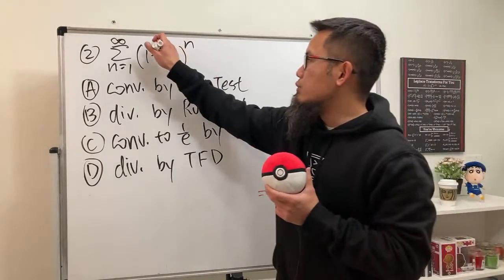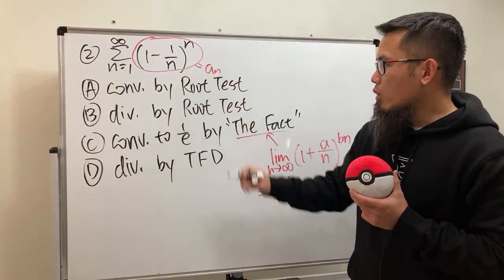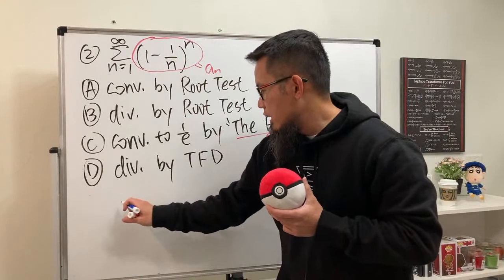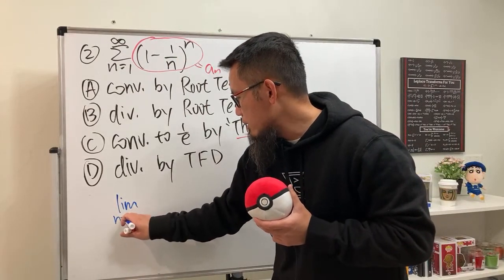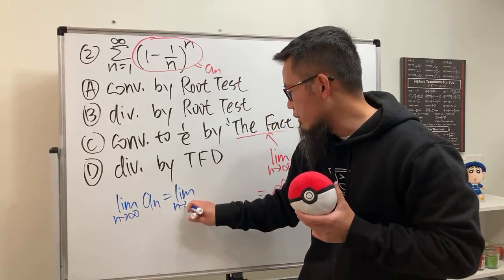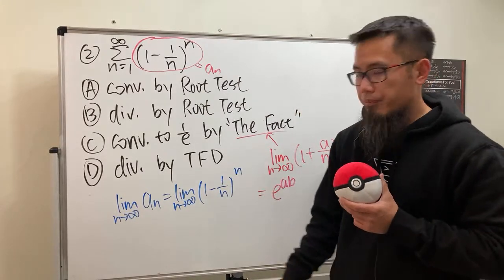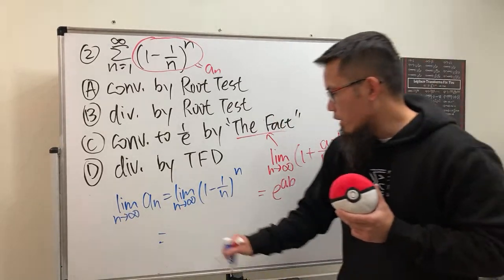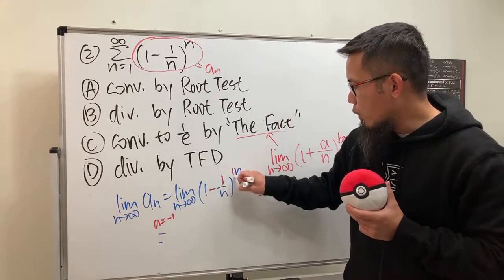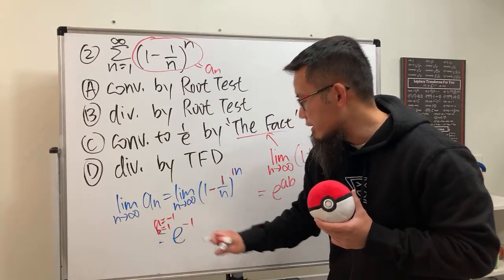But you see, this right here is actually our an. This is the series of an. Well, if you take the limit of an, let me just perhaps put this down in blue. The limit as n goes to infinity of an is going to be the limit as n goes to infinity of 1 minus 1 over n raised to the nth power. By the fact, a is equal to -1 right here, and b is equal to 1. Therefore, the answer is e to the -1 times 1, which is just e to the -1.